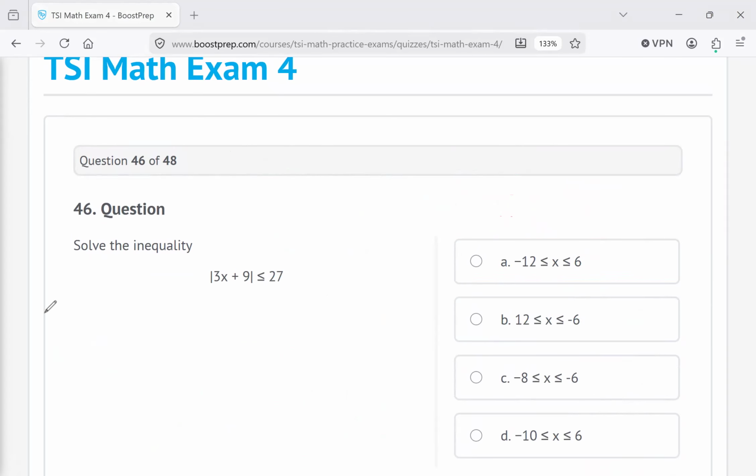Okay, so step 46, solve the absolute value inequality. We have the absolute value of 3x plus 9 is less than or equal to 27. The first thing I would check is to make sure there's nothing near the absolute value. If there is, you have to get rid of it. The second thing I'm going to check is to make sure this number is positive. If it was the absolute value of 3x plus 9 less than or equal to -27, that's automatically no solution. Then you can write out your two inequalities.